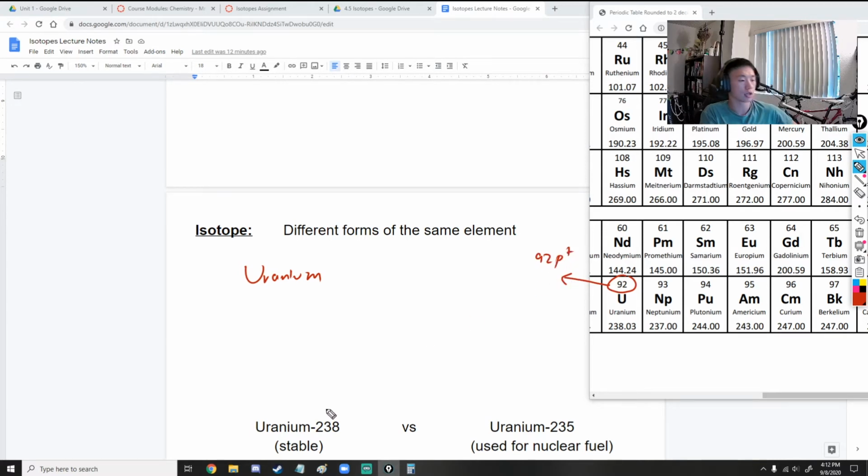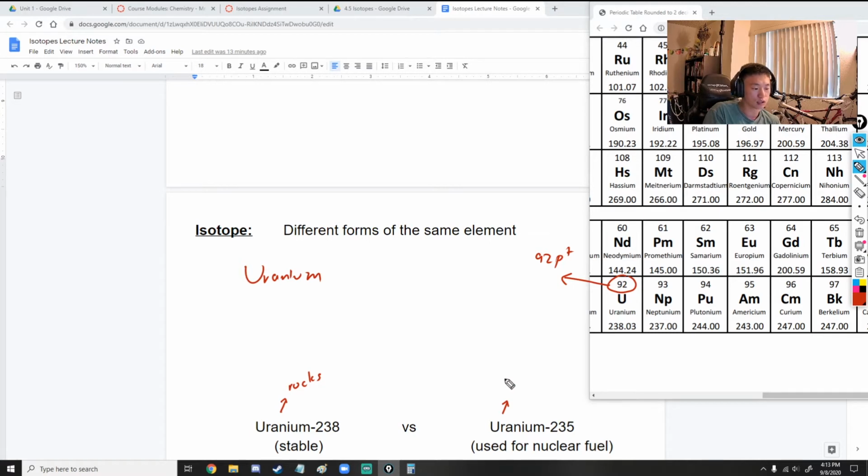Here we're looking at two different types of uranium: uranium-238 and uranium-235. Now, uranium-238 is pretty simple. You can probably find them in rocks around you. Not a lot, very little, but you can find these in rocks. And they're very stable. What stable means is it really doesn't do anything. It just kind of sits there. But uranium-235, even though it's still uranium, is used for nuclear fuel.